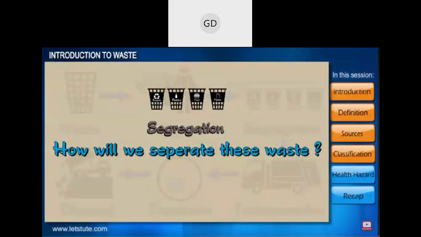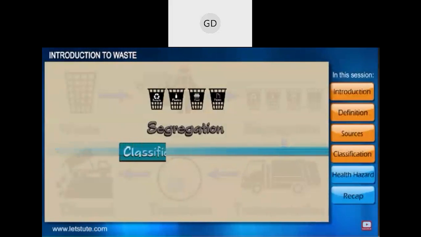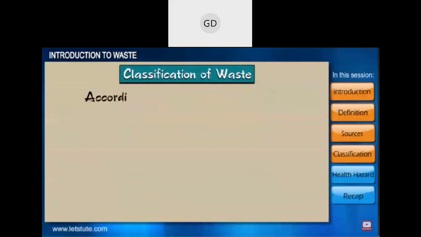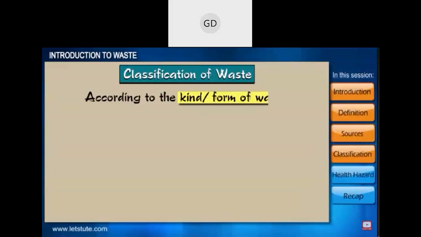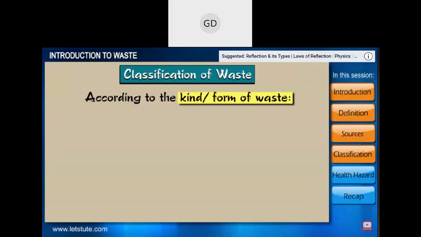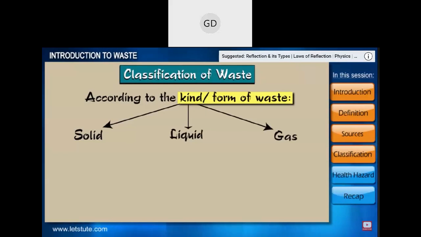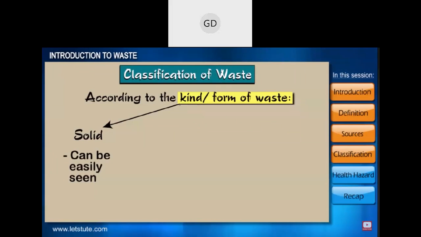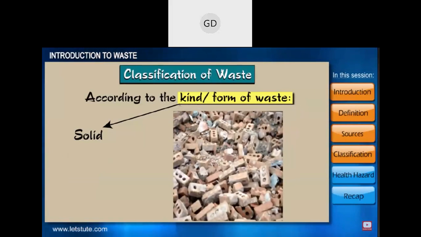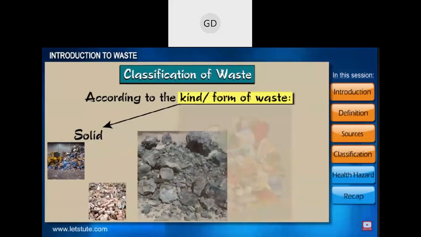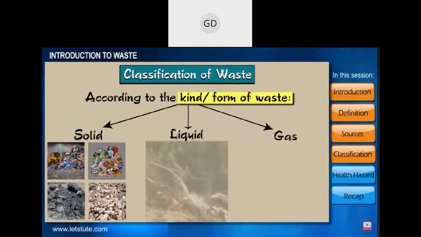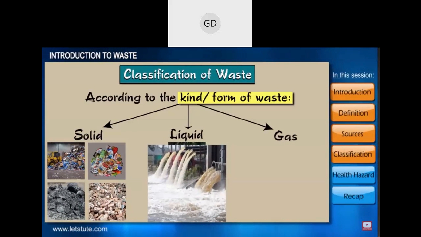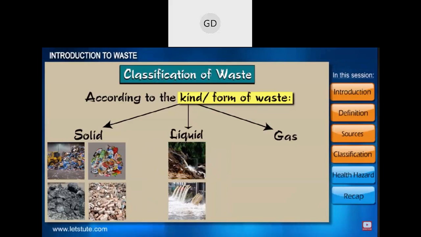Well, there are certain ways by which we can classify the waste. Let's look at them one by one. According to the kind or form of waste generated, we classify waste into three categories. The solid waste can be easily seen. It is generated from different types of activities like construction, industries, mining, domestic use, etc. The wastewater from our homes and the liquid chemical effluents from various industries are liquid waste.